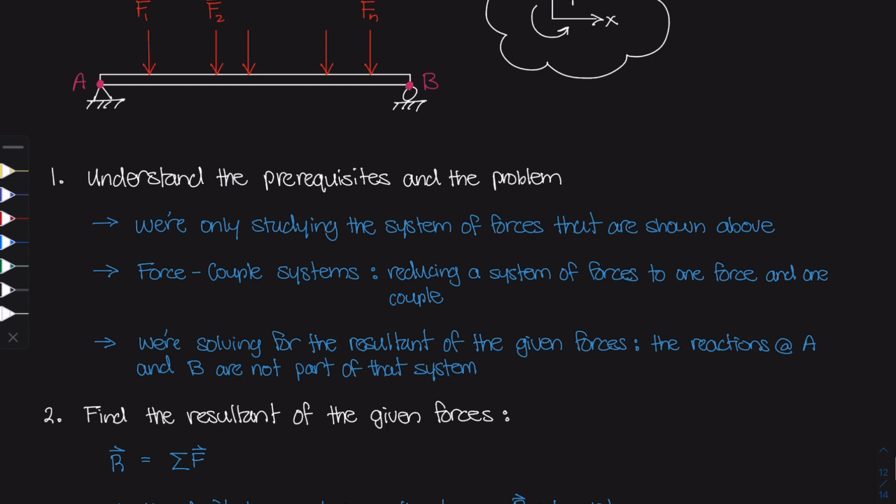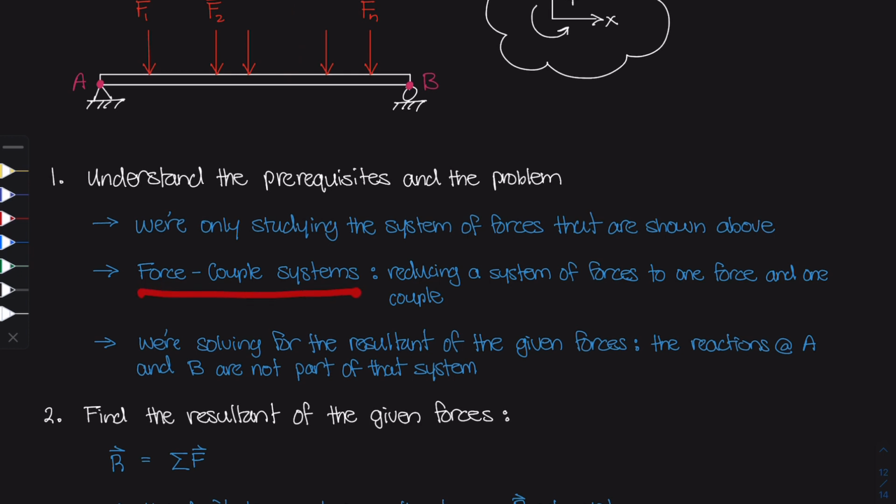So, step 1, understand the prerequisites. Remember, we are only studying the system of forces that are shown above. So we're not actually trying to figure out the static equilibrium of this problem. We're just trying to figure out what equivalent force R we can replace all of these forces with that will have essentially the same effect as these forces if they were grouped into one single force.